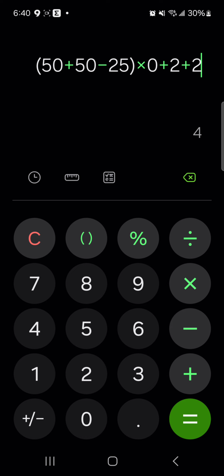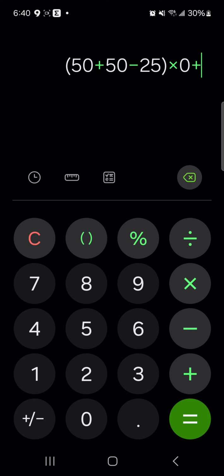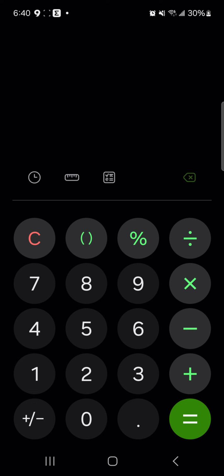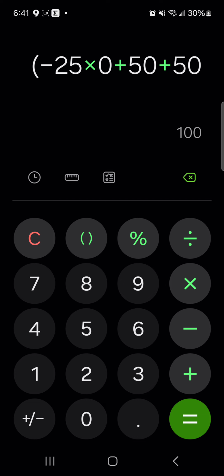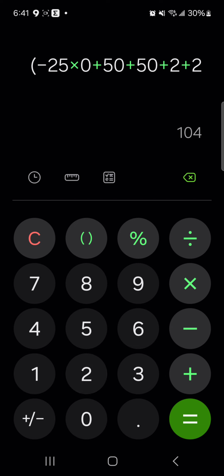Okay, and then also, again, be careful about the calculator you use. Make sure you're using one that can work in expression mode. And if you do have a simple calculator, a problem like this, if I was using a simple calculator, I would just go minus 25 times 0. Well, actually, it won't let me enter it with the minus sign. What I've got to do is go 25, hit the minus sign, times 0, and then plus 50, and then plus 2, right? Yeah, there we go, 104.